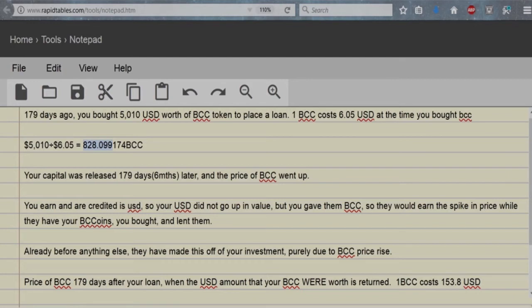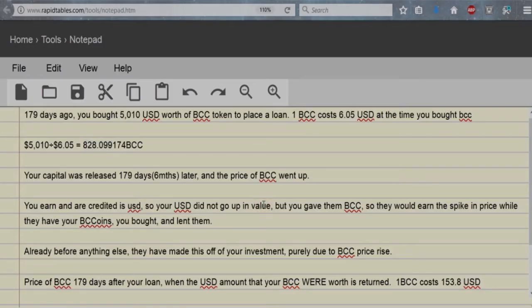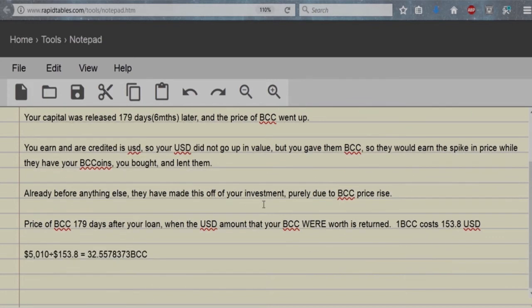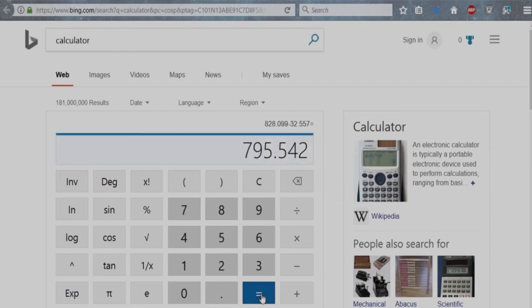Not going to let us do that. So 828.099. That's initially how many coins you gave them. Let's see how many coins they gave you back. 32.557. Let's see the difference. Let's see what they kept. 785.542 Bitconnect coin they kept.